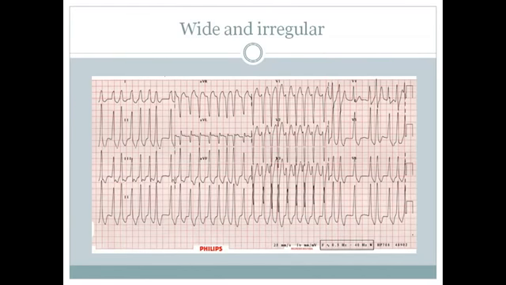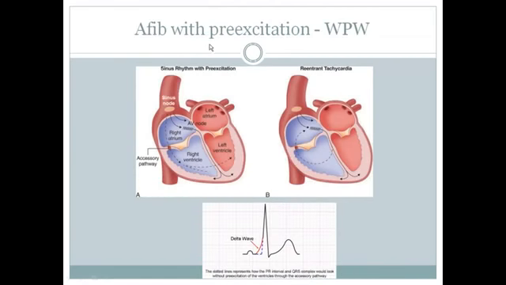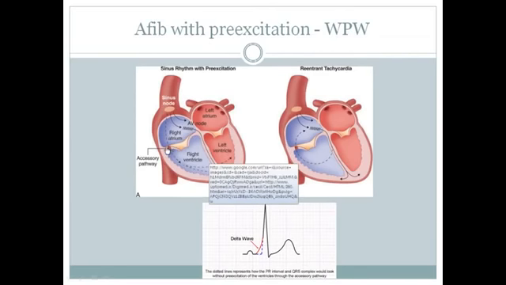Okay, so this is a classic example of atrial fibrillation in a patient with WPW. It's fast, it's irregular as atrial fibrillation is when you have RVR, and it's wide because it's conducting through an accessory pathway. It's not going through the AV node. You have that aberrancy there. So what is the issue with this? So as you know, with WPW or pre-excitation, you have an accessory pathway that is bypassing the AV node.